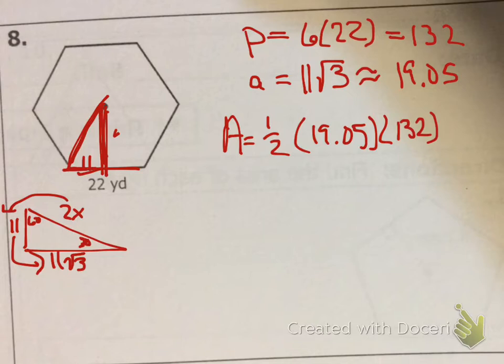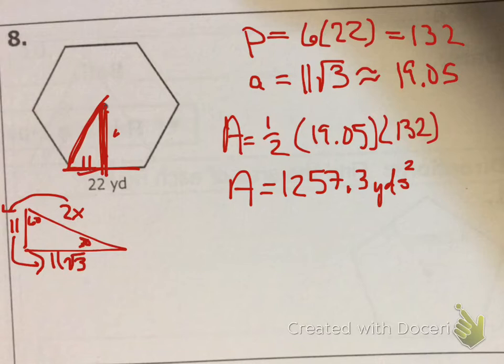So, if I type that in, times, oops, I did double times. Didn't mean to do that. Double time, let's go! Times 132, you get 1,257.3. So you kind of get the idea.